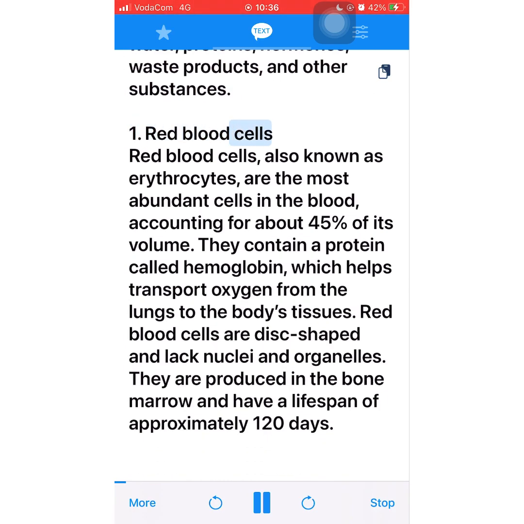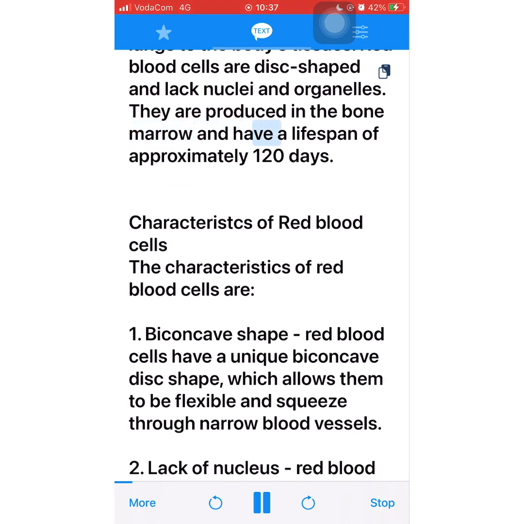1. Red blood cells. Red blood cells, also known as erythrocytes, are the most abundant cells in the blood, accounting for about 45% of its volume. They contain a protein called hemoglobin, which helps transport oxygen from the lungs to the body's tissues. Red blood cells are disc-shaped and lack nuclei and organelles. They are produced in the bone marrow and have a lifespan of approximately 120 days. Characteristics of red blood cells.